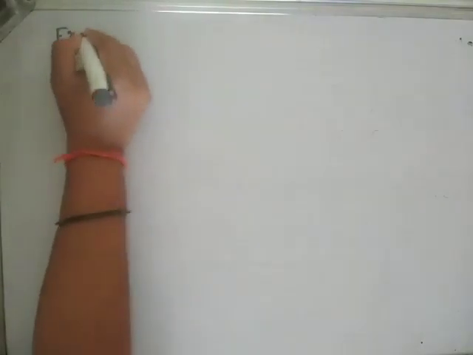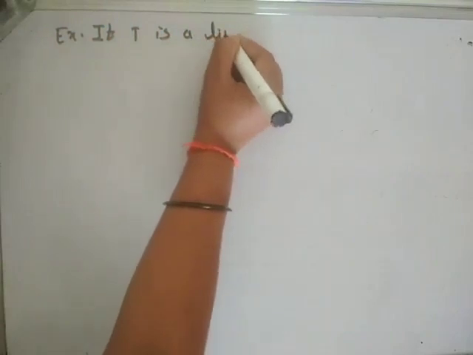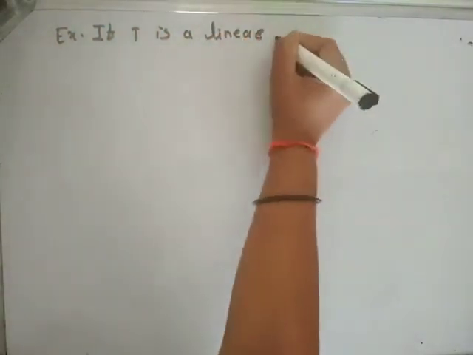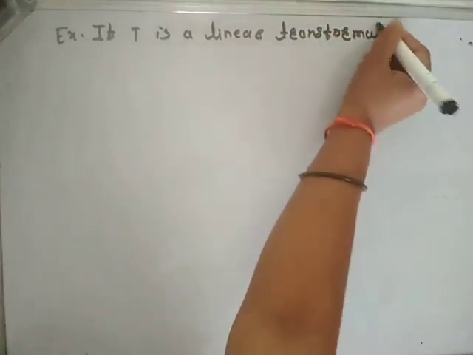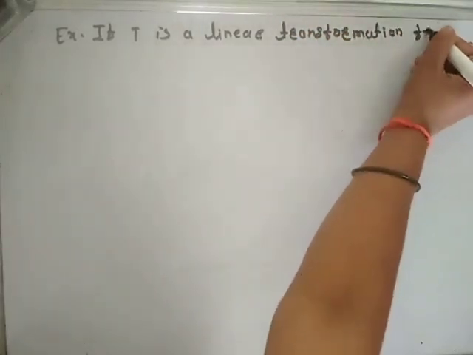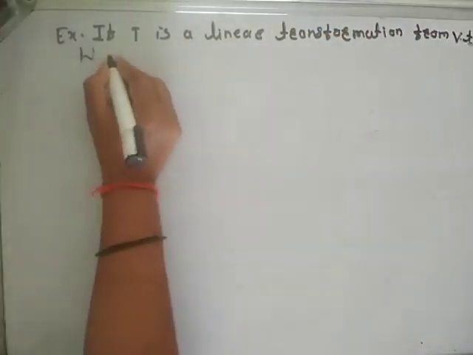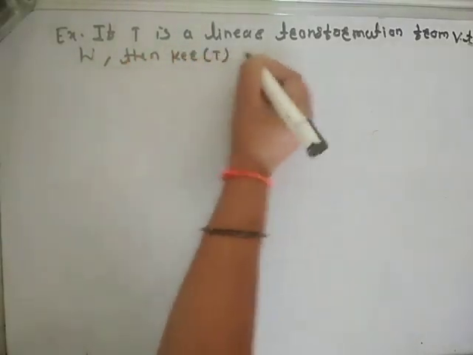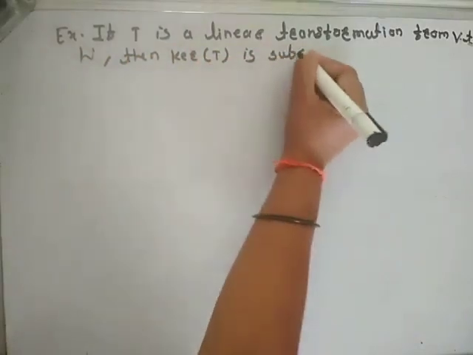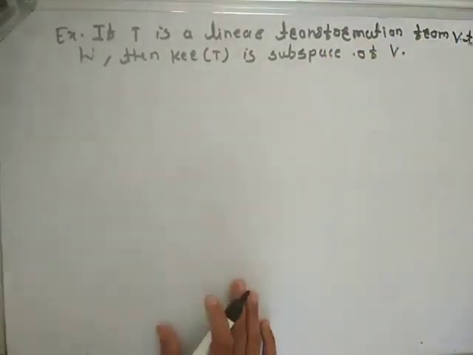Example: if T is a linear transformation from V to W, then the kernel of T is a subspace of V. This is very simple. This is homework for you.